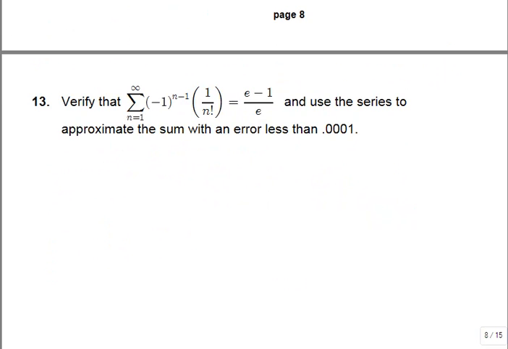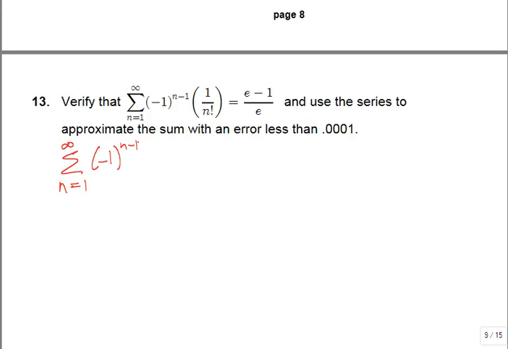Alright, on the next example, we want to verify that the sum from 1 to infinity of negative 1 to the n minus 1 times 1 over n factorial is equal to e minus 1 over e. And then we're going to use this series that we have right here to approximate the sum with an error less than 0.0001. So let's take a look at what some of these terms will look like.